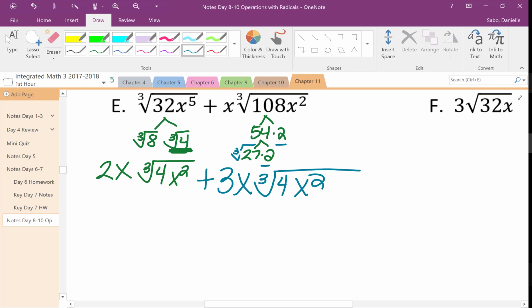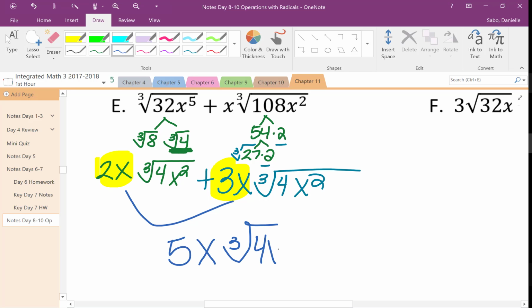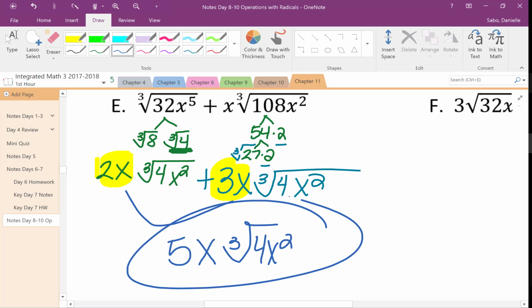And now look, we have everything we need, and we can go ahead and just add them. What is 2x plus 3x? Yeah, 5x. So the hardest part, in my opinion, is just being able to break down the radical, because everything else stays the same.